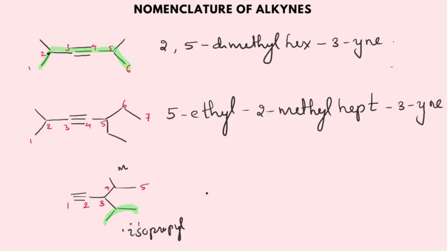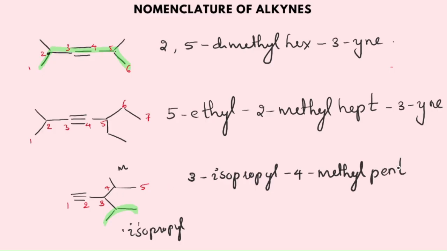Therefore, how are we going to name this? As 3-isopropyl and 4-methyl. 5 carbons are there, therefore pent. At first position itself, triple bond is there, pent-1-ine. That is the correct IUPAC name of the molecule.